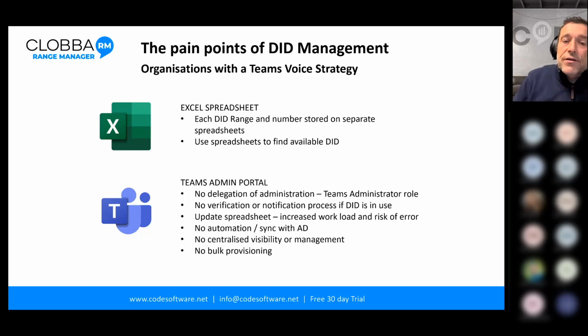There's also no verification or notification process if a DID is in use. So even if a DID is allocated within Teams admin portal, it could be allocated to multiple users. So there's that area of risk associated. Of course, any changes made within Teams admin portal, you've then got to update a spreadsheet. So there's multiple legs or multiple areas of potential error or risk associated.